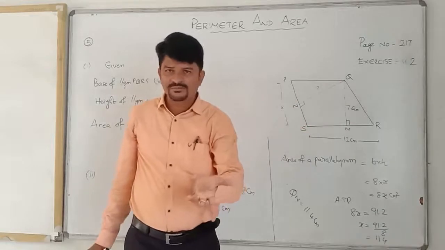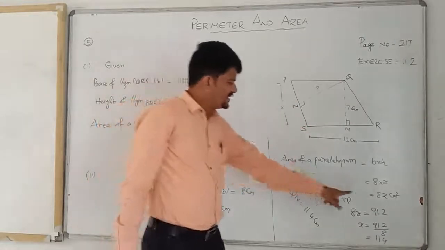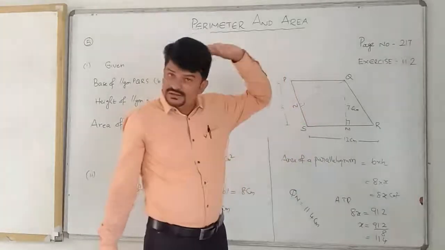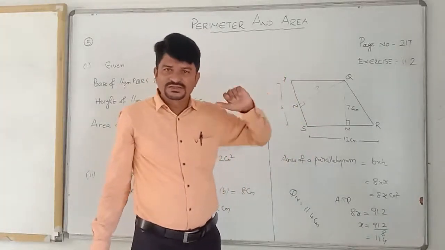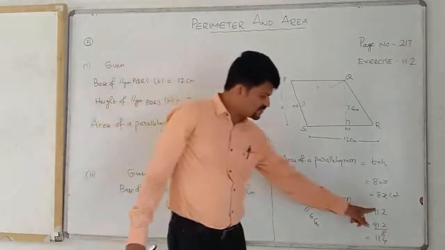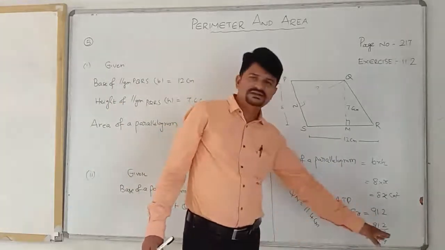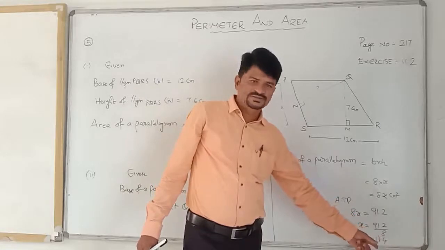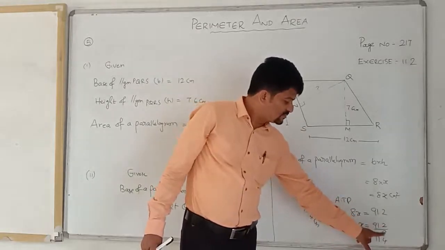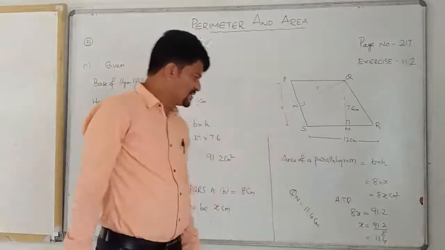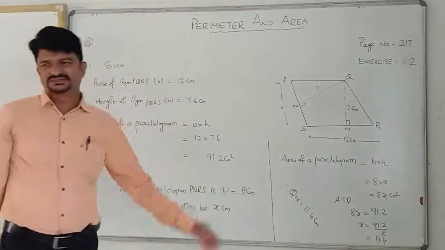Again, the area of a parallelogram is base into height. So 8 into x we got. But the area of the same parallelogram in the previous problem we found is 91.2. That is why 91.2. So x is equal to this. By transposition, 8 becomes division. So 91.2 by 8, 11.4. Okay, children, write this.